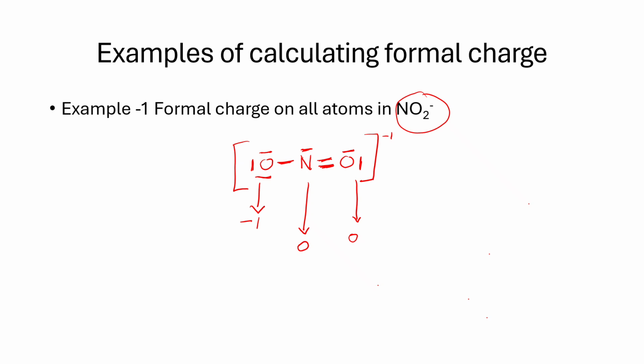This is how we validate the correctness of a particular Lewis structure. Okay, so the sum of the formal charges should be equal to the overall charge if it is a charged entity, and should be 0 if it's a neutral entity.